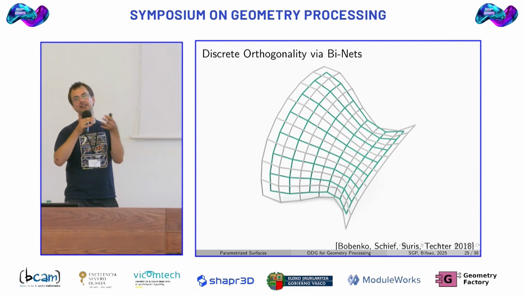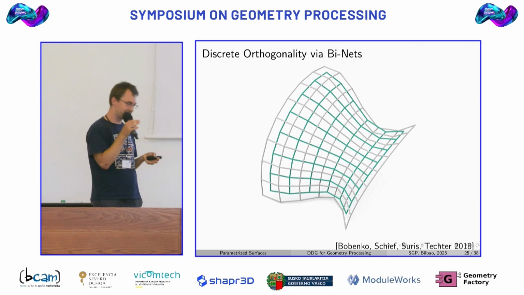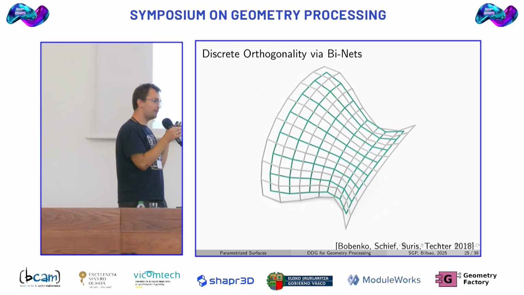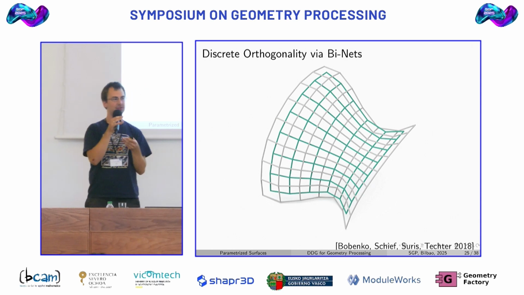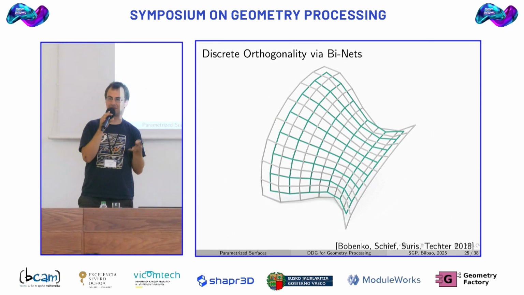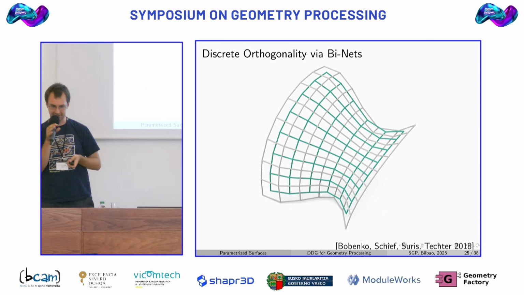What is a good definition of discrete orthogonality? Requiring that every angle is 90 degrees in the mesh is not too sophisticated. This would limit the degree of freedom of the mesh too much. So we're looking for something else.